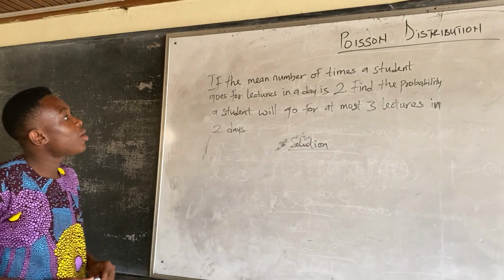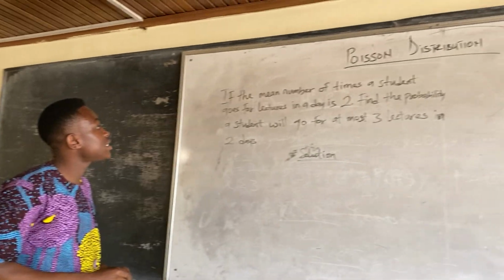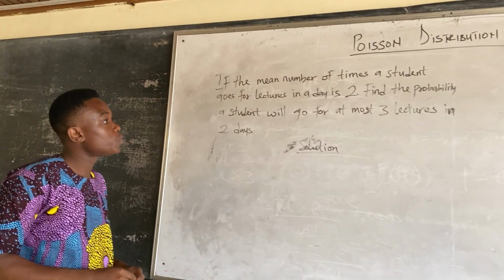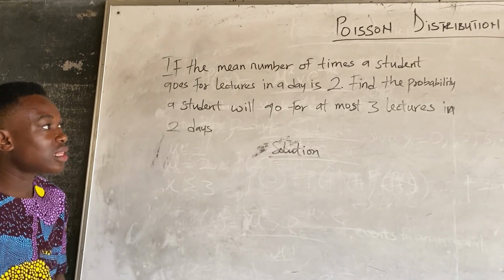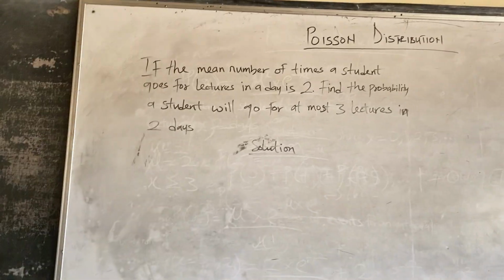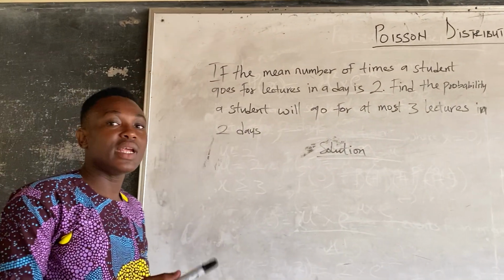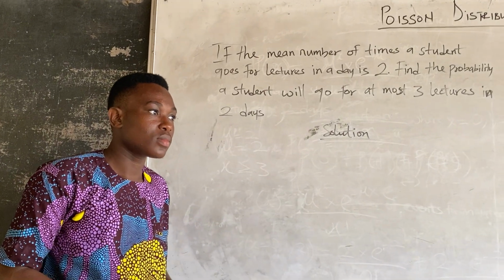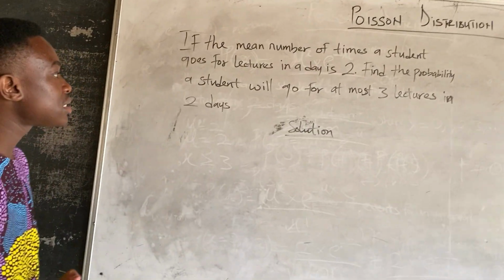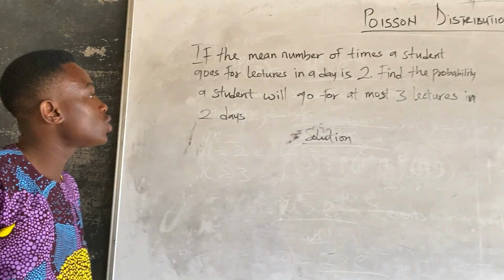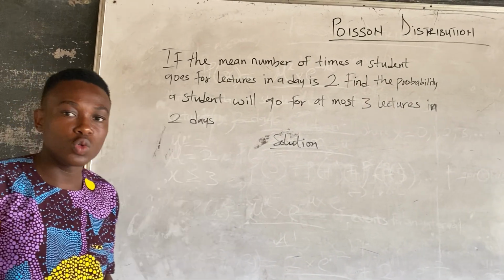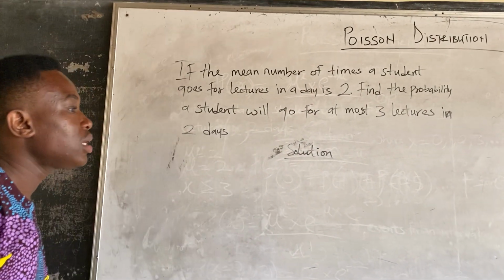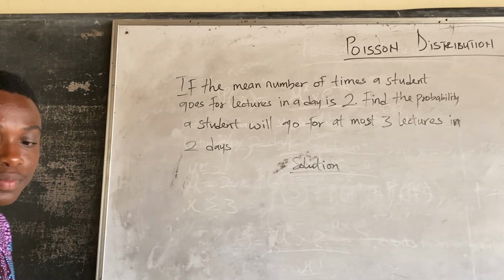So if the mean number of times a student goes for lectures in a day is 2, find the probability that a student will go for at most 3 lectures in 2 days. Find the probability that a student will go for at most 3 lectures in 2 days. Now let's quickly look at something.